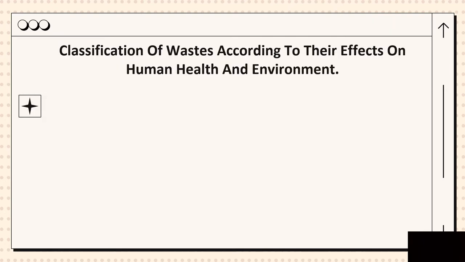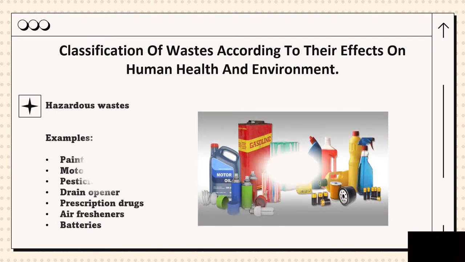Okay, so next, classification of waste according to their effects on human health. Okay, so hazardous waste. Yung hazardous waste are unsafe substances used commercially, industrially, agriculturally, or economically. So, example niyan, ayan yung nasa picture natin, yung paint, motor oil, pesticides, drain opener, prescription drugs, air freshener, and batteries. So, yan yung mga examples ng hazardous waste.